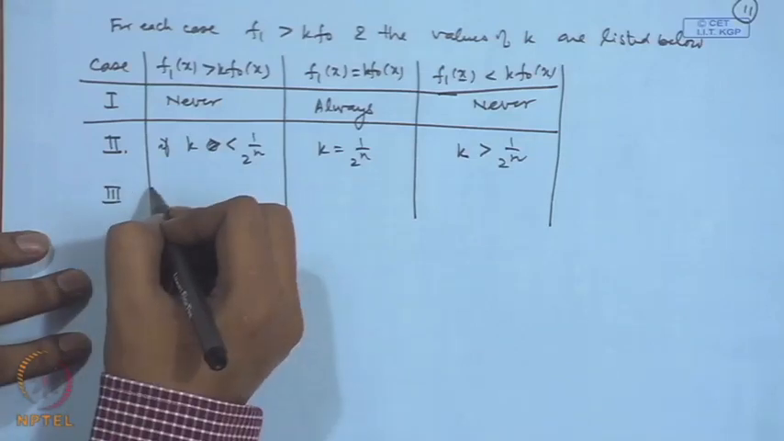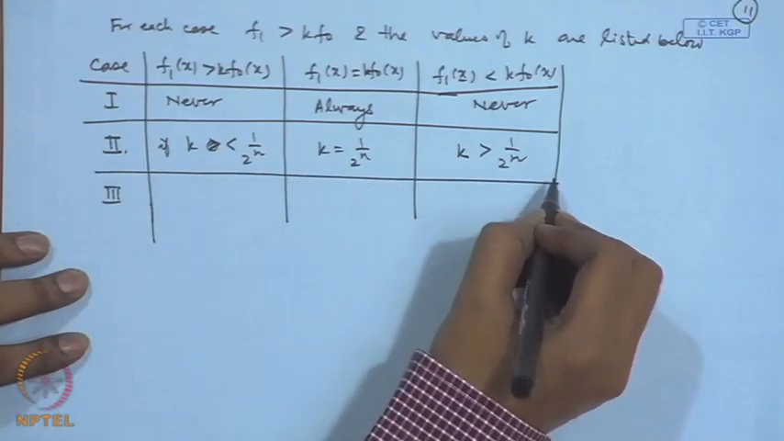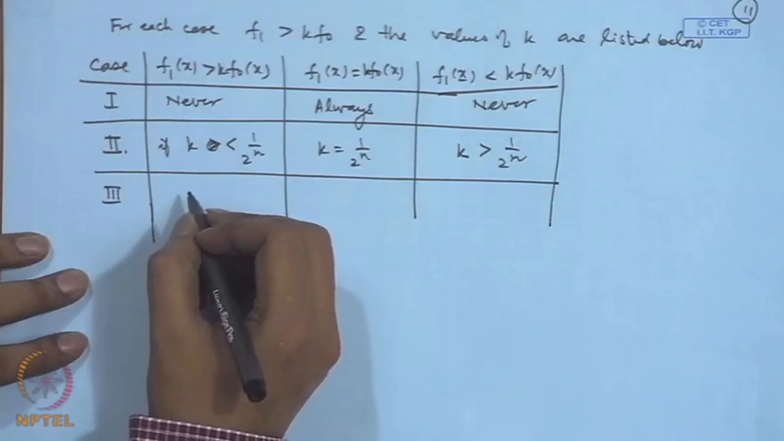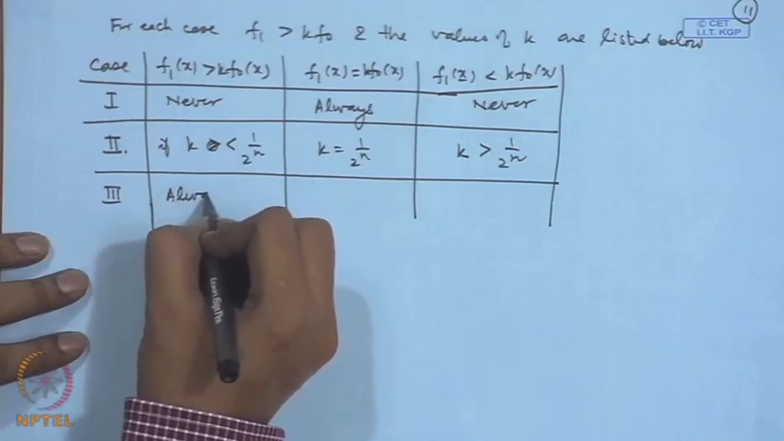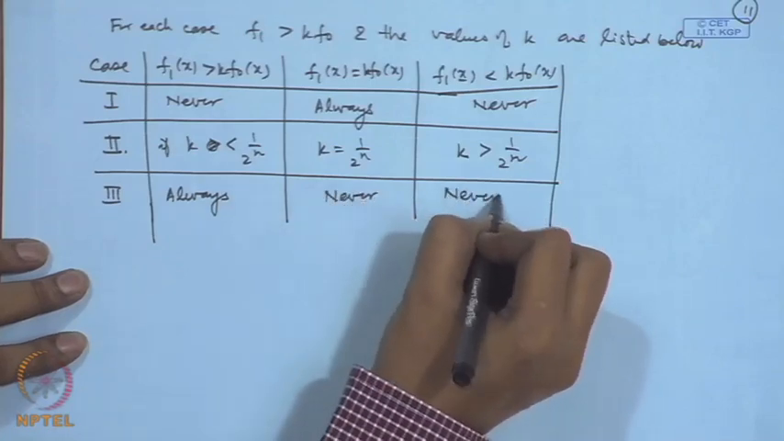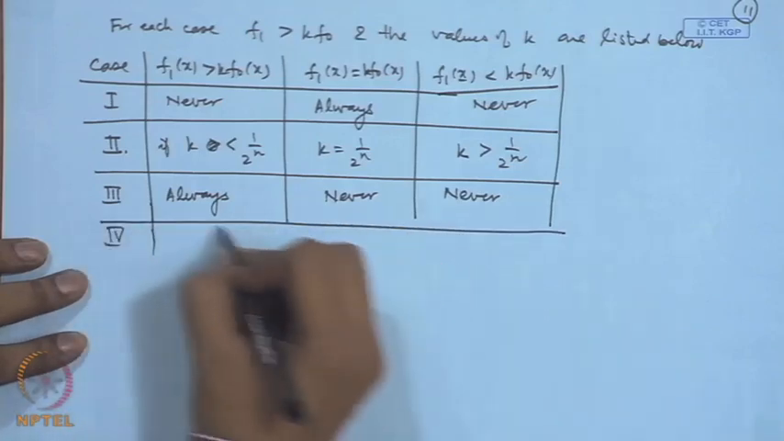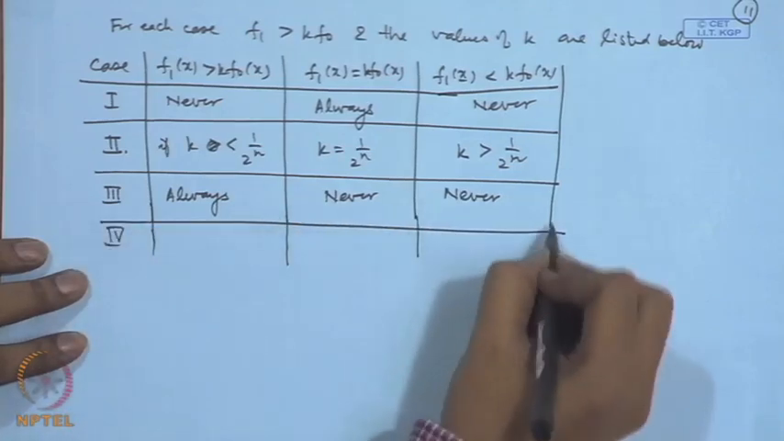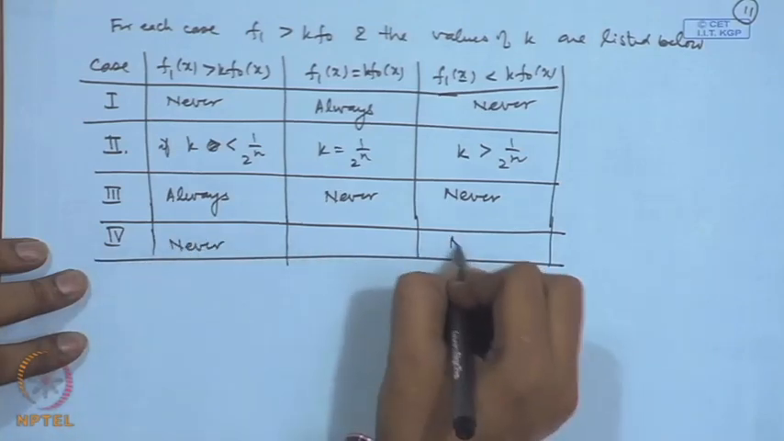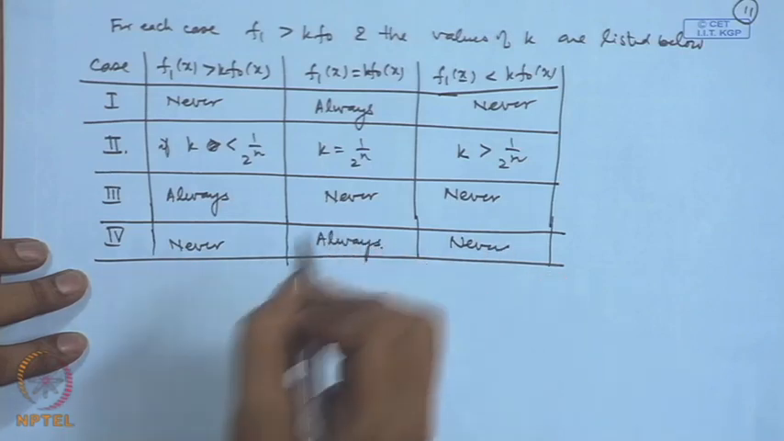Let us look at the third case. In the third case, f naught is 0. So, f 1 greater than k f naught is always true, and therefore, this equality or less than is never possible. Let us consider the case 4. Once again, both of them are 0. So, inequality is never possible, whereas the equality is always true.